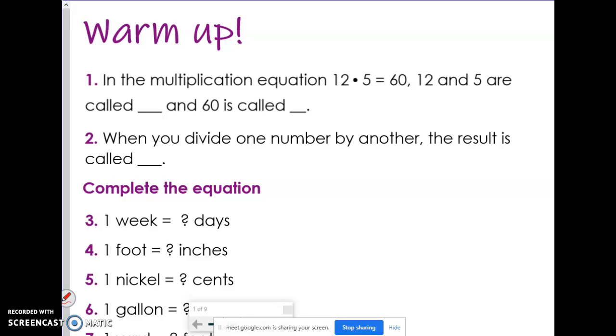12 and 5 are called factors. They're things that you multiply together to get a result. Okay? The result of multiplication is called what? What would that 60 be called?